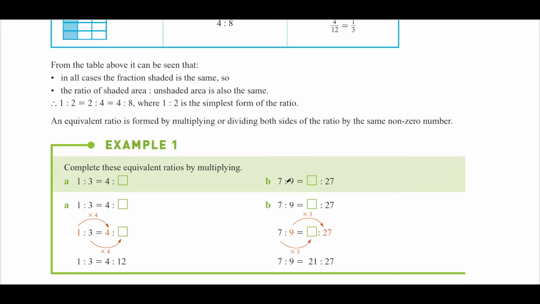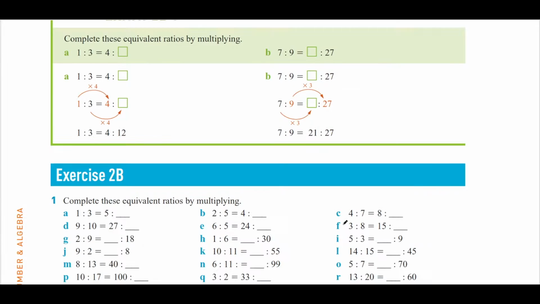Example B, 7 to 9 is equal to what to 27? So here they multiplied the 9 by 3 to get to 27. That means you have to also multiply the 7 by 3 to get what? 21. So 7 to 9 is equal to 21 to 27. So this should be quite straightforward.